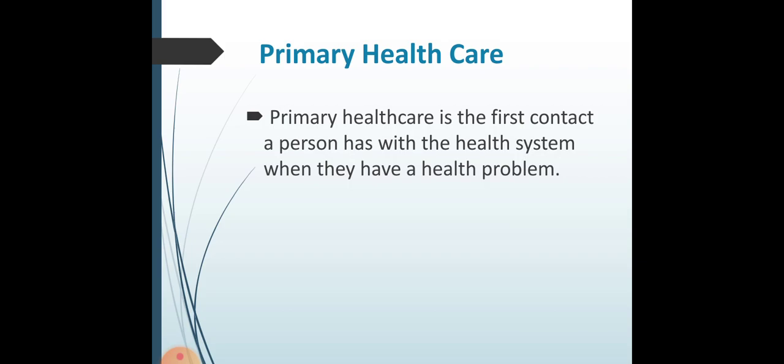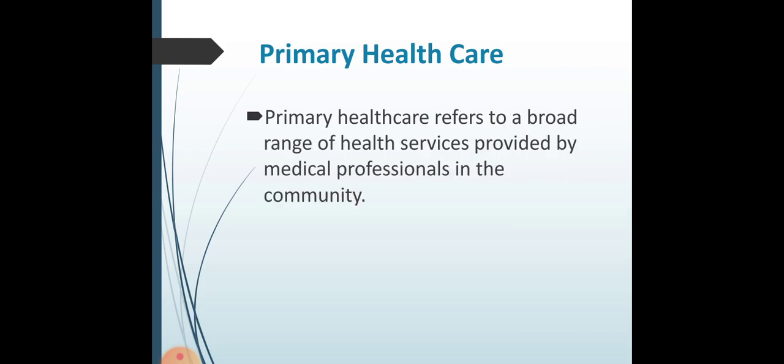So sometimes when we are sick, we don't usually go directly to the big hospitals. We tend to go to the clinics or health centers. And those are the types of facilities which offer primary health care. And primary health care refers to a broad range of health services provided by medical professionals in the community. So what are the basic services in the community?